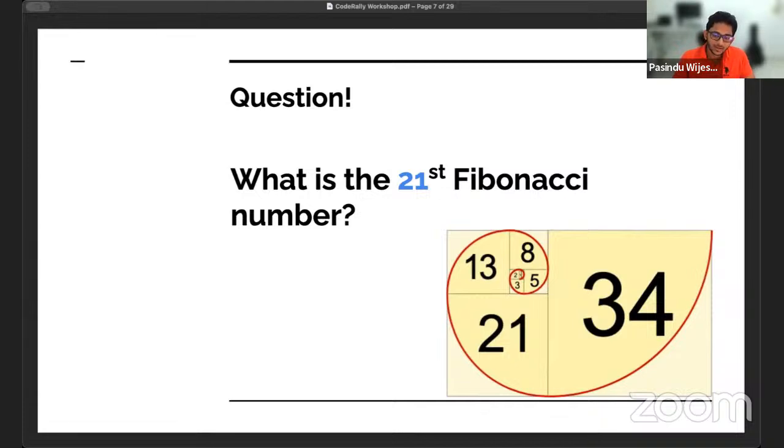Rather than the answer, what's the way of computing the 21st Fibonacci number? What do you think? What do you have to do? You can type in the chat box again. Wait a minute and continue. What's the approach?